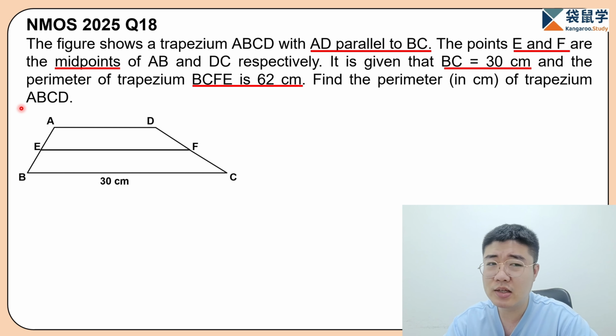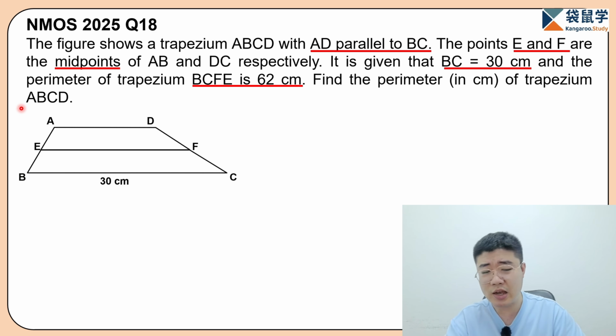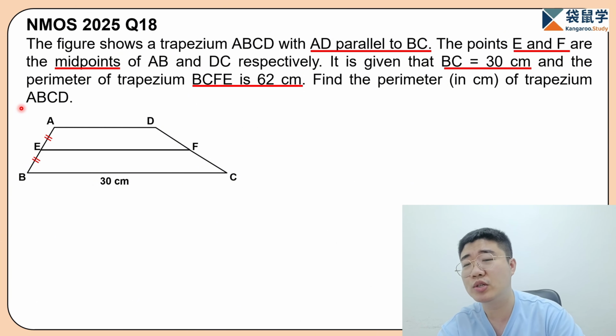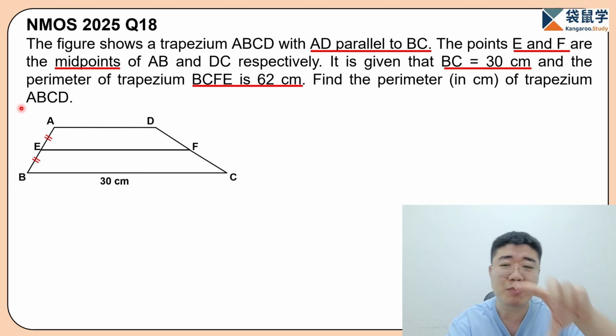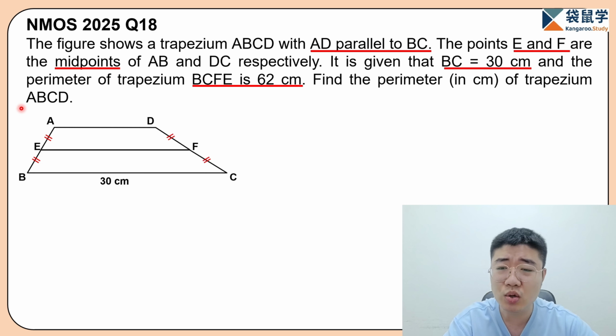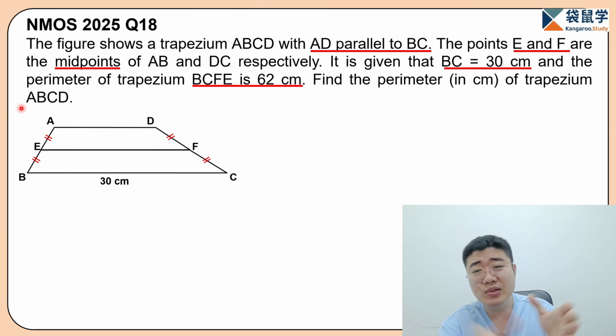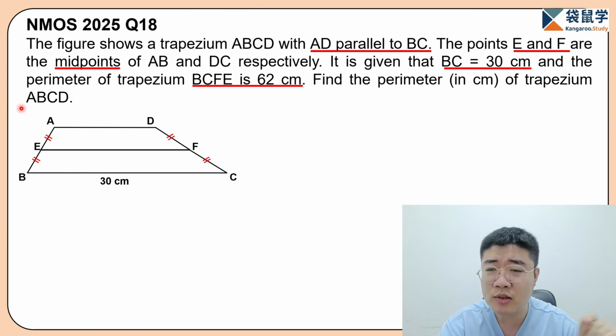So let's think. From the midpoints, we know that AE and BE are equal to each other. Then we also know that on the other side, F is the midpoint of CD, which means that DF and FC are also equal to each other. Now BC we already know is 30 cm long. But how about EF and AD? We are going to notice that for these two lines, EF and AD, we know nothing about them.